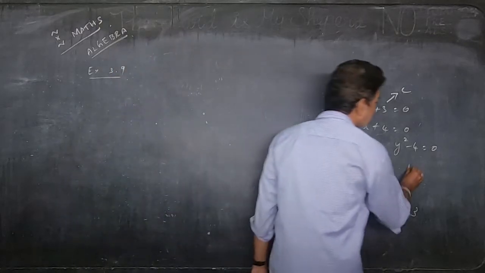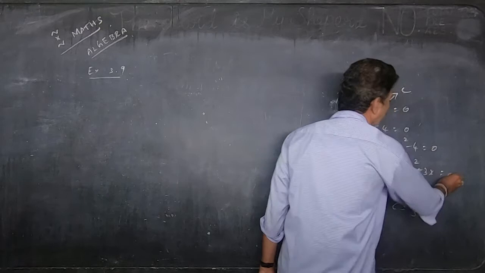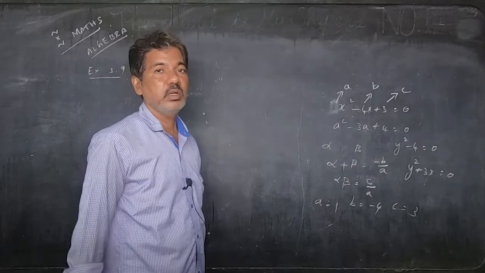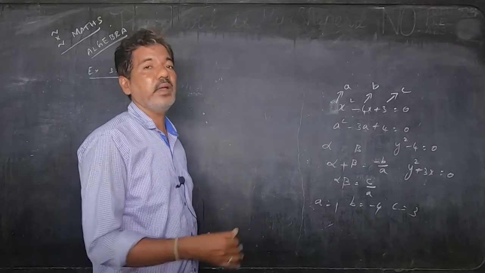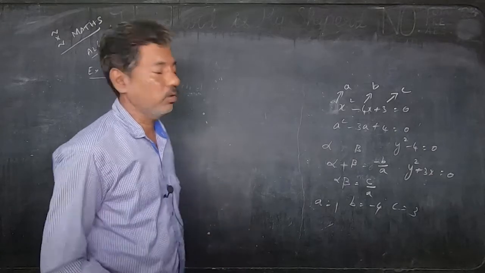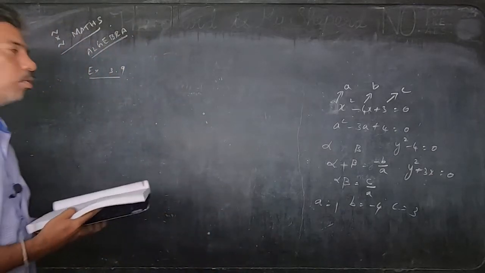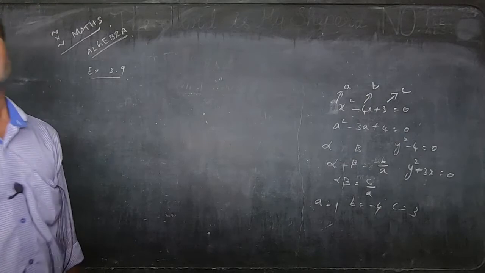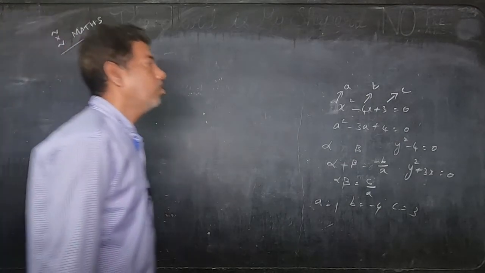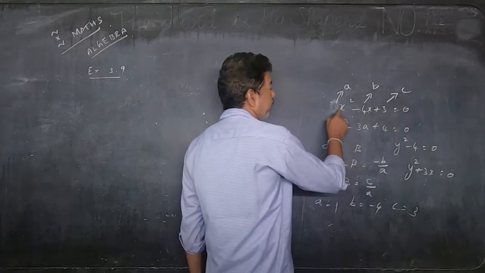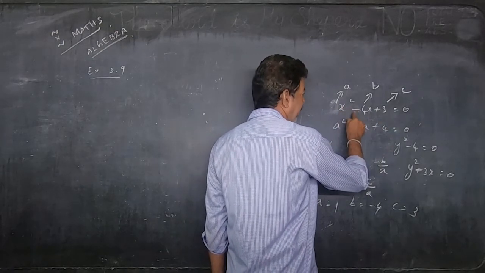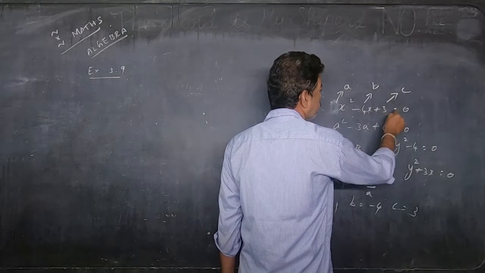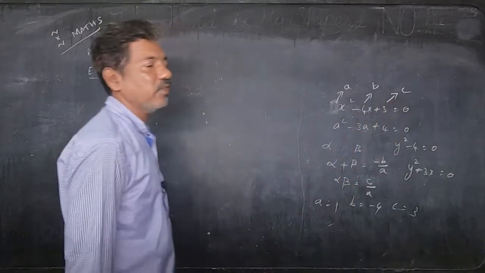Suppose the equation is y square plus 3x equal to 0. A is 1, b is 3, c is 0 because there is no constant term. This is the way, depending upon the sums, that you have to follow. The equation is x square minus sum of roots x plus product of roots equal to 0. Based on that we will do this whole exercise.